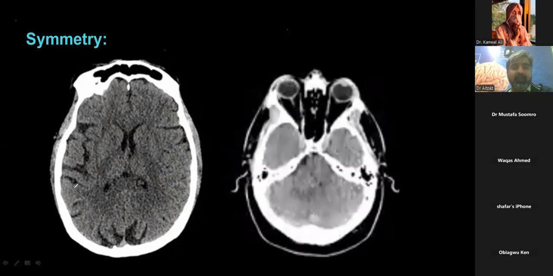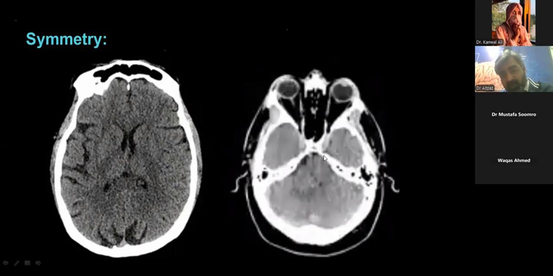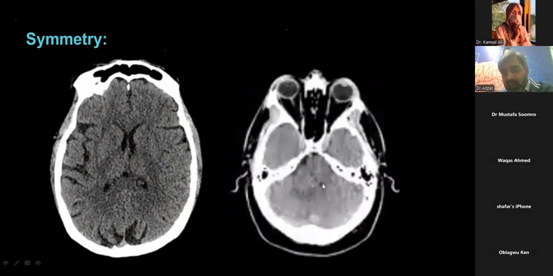The anterior part is probably the midbrain or the pons. Is any normal structure visualized here? I told you that you should go for the landmarks. At this level, we have the fourth ventricle. Very good, this is the fourth ventricle. Always look for the normal landmarks.